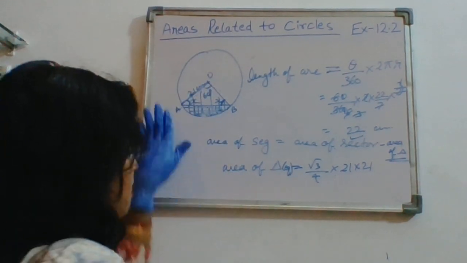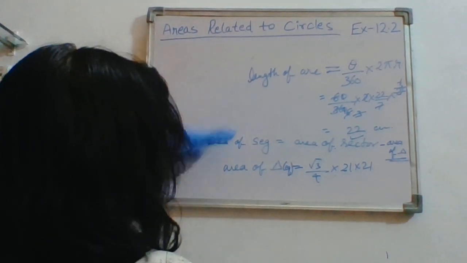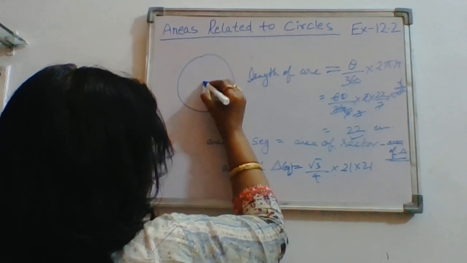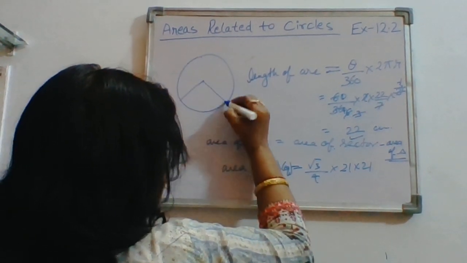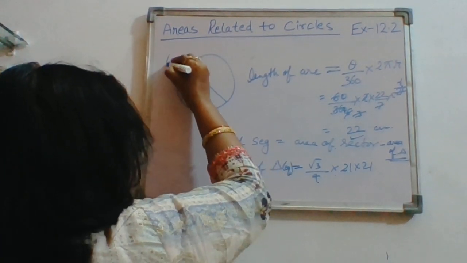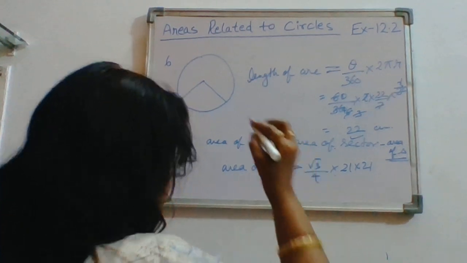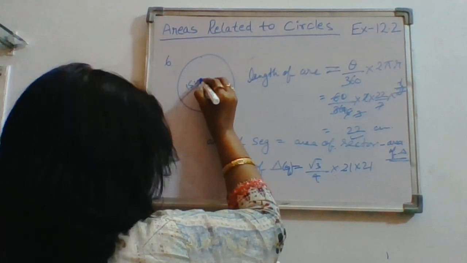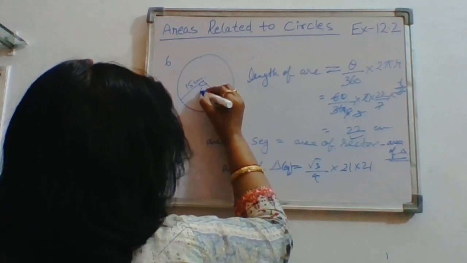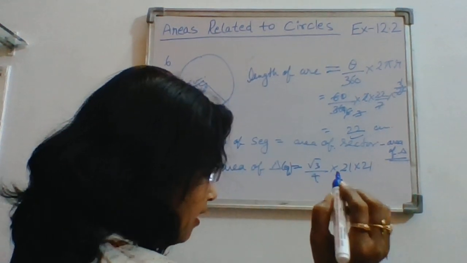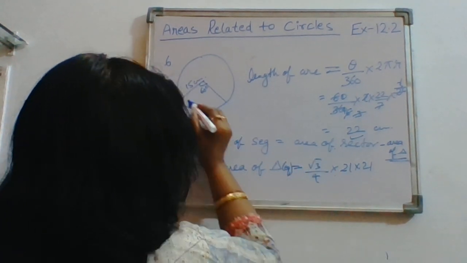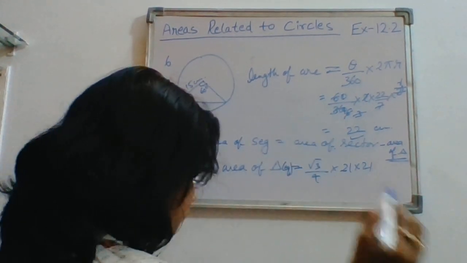right? In a circle, when the radius and the central angle are given, you can calculate the minor and the major segment. In this question number 6, radius is 15 centimeter, right? And central angle is 60°. And then they are asking to find the area of the minor segment and the major segment.